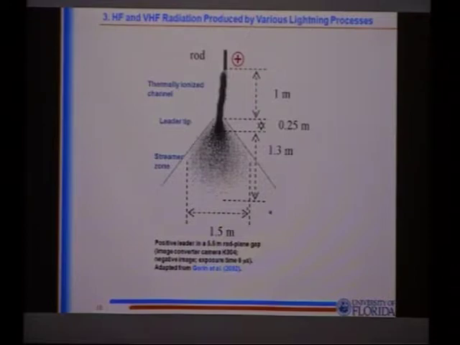And the streamer zone is kind of simple, just a bunch of streamers hanging from the leader tip. For negative leader, the streamer zone is more complex. It usually involves a so-called space stem. I'm going to discuss it later. And both positive and negative streamers developing in opposite directions.